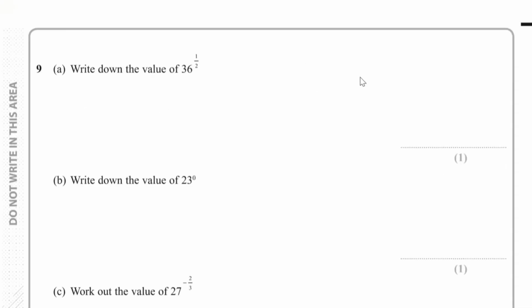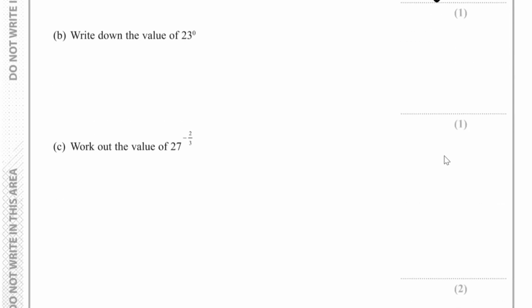Question number 9. For part A, we have to write down the value of 36 to the power of 1/2. Well, that will be the positive square root of 36, which is 6. For part B, we have to write down the value of 23 raised to the power of 0. Well, anything raised to the power of 0 is 1.